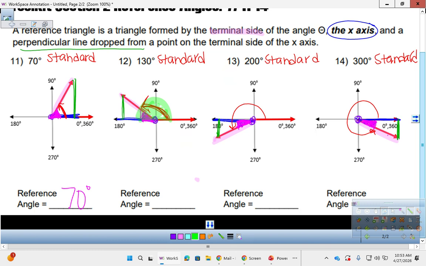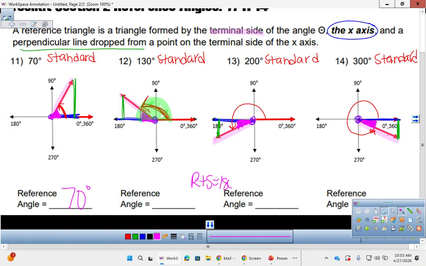So then can we figure out what the pink is? If I know the red is 130 and I gotta get to 180, how much further do I need to go? 50. All right, so in this quadrant, I know that my reference angle, we'll call that R, and my standard angle together form this half circle. So I know together they're going to equal 180. So if I know one, then I can get the other by subtracting it from 180. So this one's going to be 50. That's different than it was before. So you just have to really look at the picture.